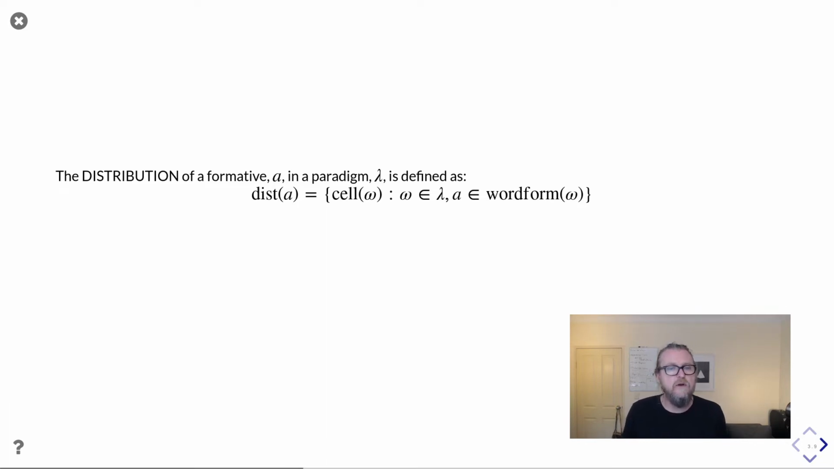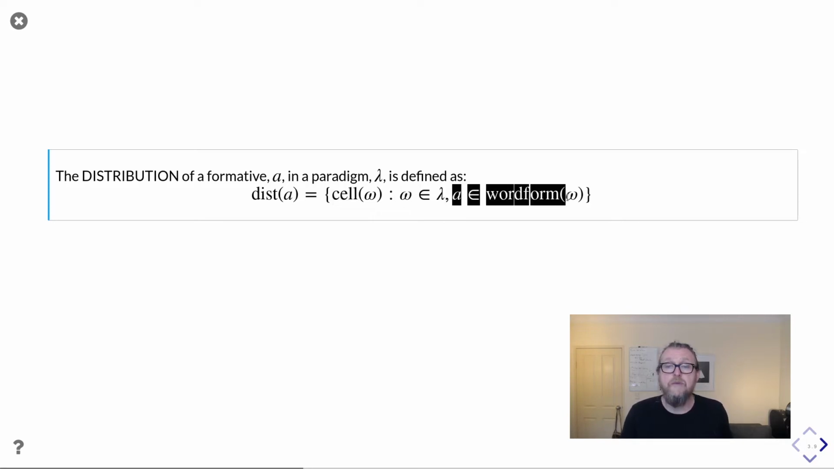We can talk about the distribution of some formative A in a paradigm lambda, so just some paradigm. We can say that the distribution of A is all of the cells of the words such that the words are in that paradigm and that formative is within that word form. By formative here, we're just talking about some substring of that phonological string. Remember, we're defining word forms as a string of segments. So we just pick some segment, and if that word form contains that segment, as long as it's the equivalent segment that is a formative, it's all of the words.